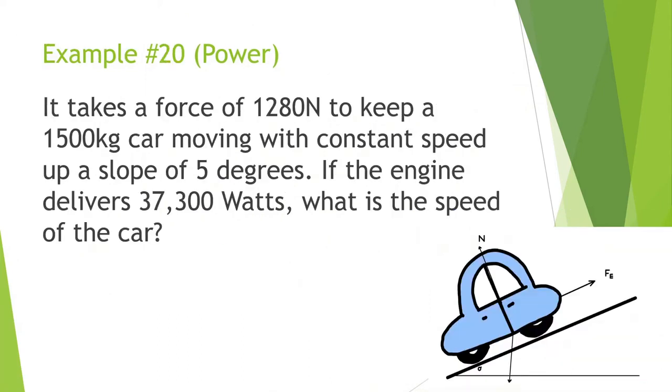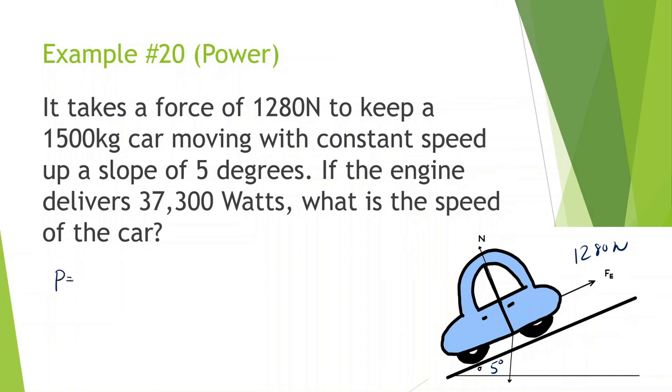All right, let's look at this. It takes a force of 1,280 newtons to keep a 1,500 kilogram car moving with a constant speed up a slope of 5 degrees. Okay, let's write some things. This is 5 degrees. This is 1280 newtons to keep moving at constant speed. If the engine delivers 37,300 watts, what is the speed of the car? Okay, so this one is going to be a little bit tricky. Maybe take some time to think about it.